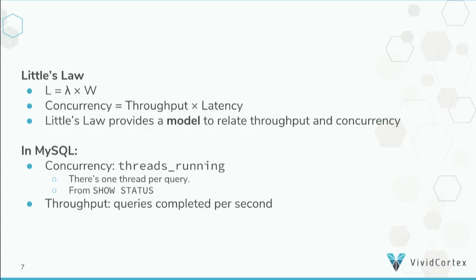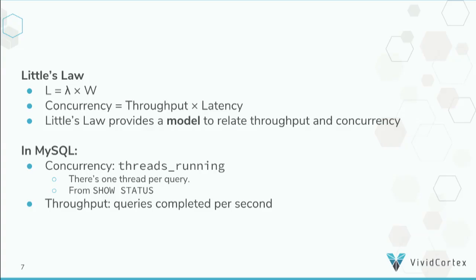When things go wrong, when there's a stall, there's a lot of work in progress and very little work being completed. In terms of metrics, concurrency will be high and throughput will be low. This maps directly into metrics that are available in the database. For MySQL, we're looking at threads running. In MySQL, there's one thread per query running.